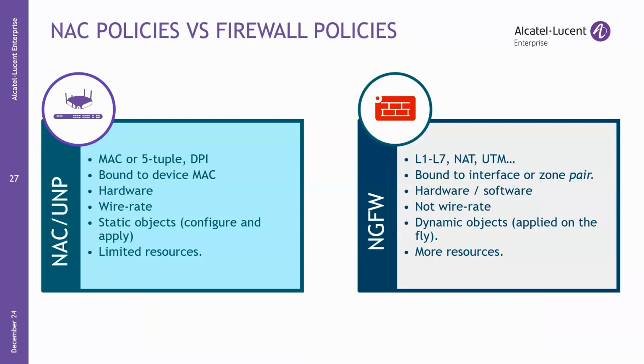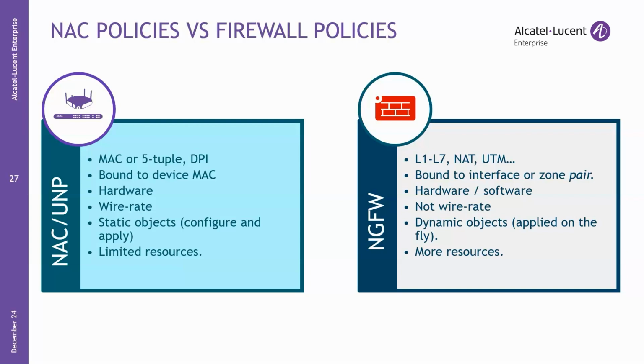First, NAC policies filter on a 5-tuple, which is the protocol such as TCP, UDP, or ICMP, the source and destination address, and the source and destination port. That is to say that they go up to layer 4. The exception is deep packet inspection policies, which can go up to layer 7 if the access point or switch supports them.